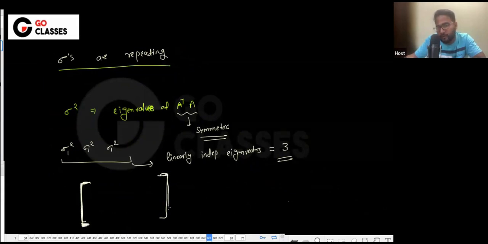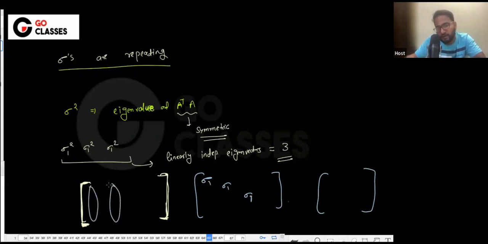And then you can make them orthogonal also using Gram-Schmidt, but let's not worry about it. But suppose you have 3 linearly independent. Let's suppose this is sigma 1, this is sigma 1, this is sigma 1. Now you will be writing the first vector, second vector, third vector, like this.